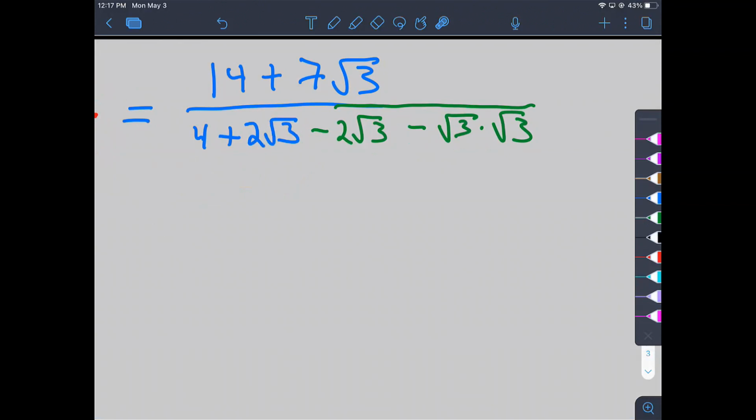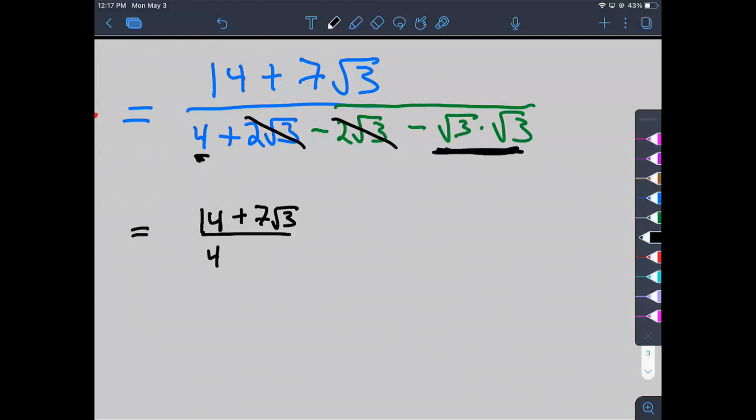Looks very atrocious. However, notice some details. Positive 2 root 3 minus 2 root 3. It's like $2 and some change minus that $2 and the exact same amount of change. They subtract each other out. So that means I still have 14 plus 7 root 3 over, well, I didn't do anything with the 4, so it's still here. But now what is this? Well, we've done that one several times. We still have a minus sign in front of it. Don't forget that.